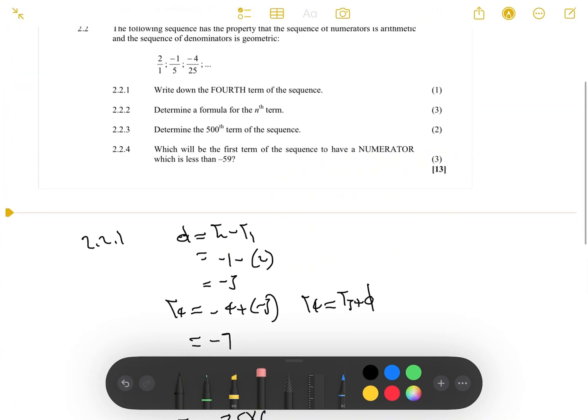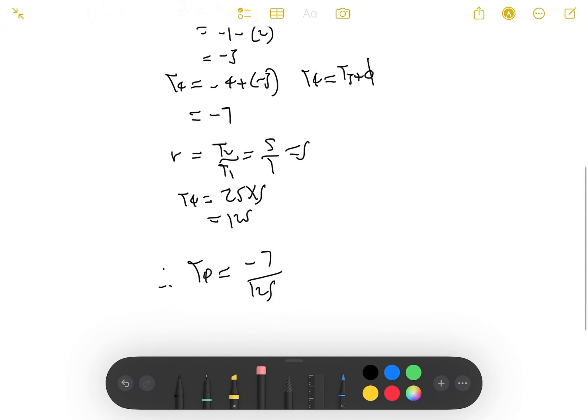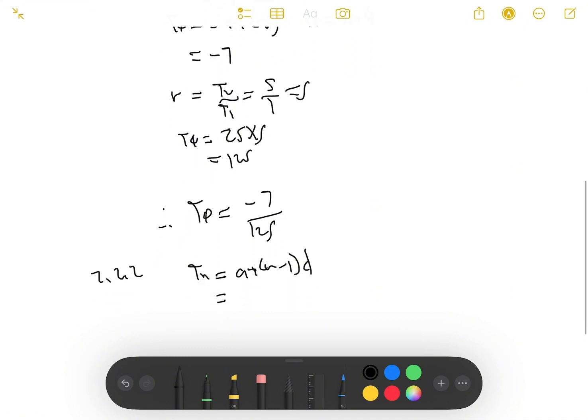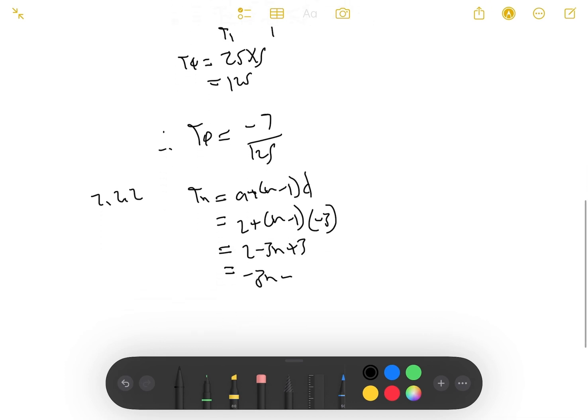Okay, and then the second one, they say determine a formula for the nth term. So determining the formula for the nth term, which is 2.2.2. Here we can start with the arithmetic. We know for the arithmetic we have a plus n minus 1 times the common difference, of which our a we know is 2 plus n minus 1. The difference here was -3. And then we have 2 minus 3n plus 3. This gives us -3n plus 5.